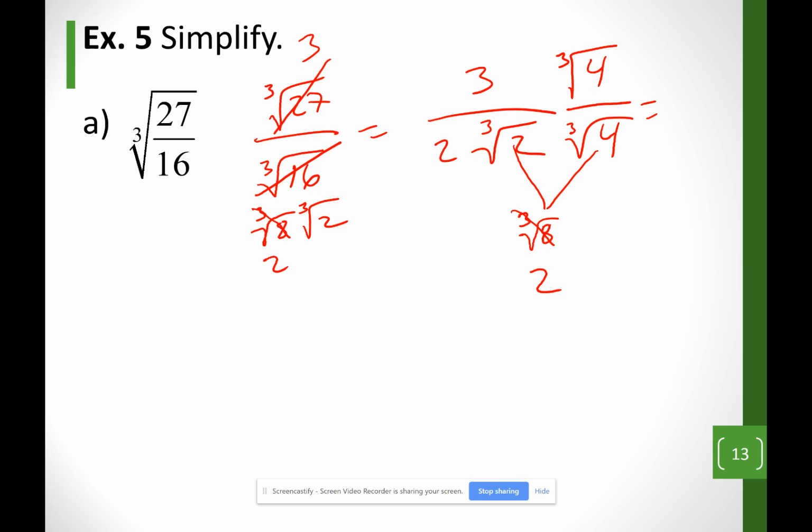So on the top, I have 3 cube root of 4. At the bottom, I'm going to multiply what I have, 2 times 2. That's going to give me 4.